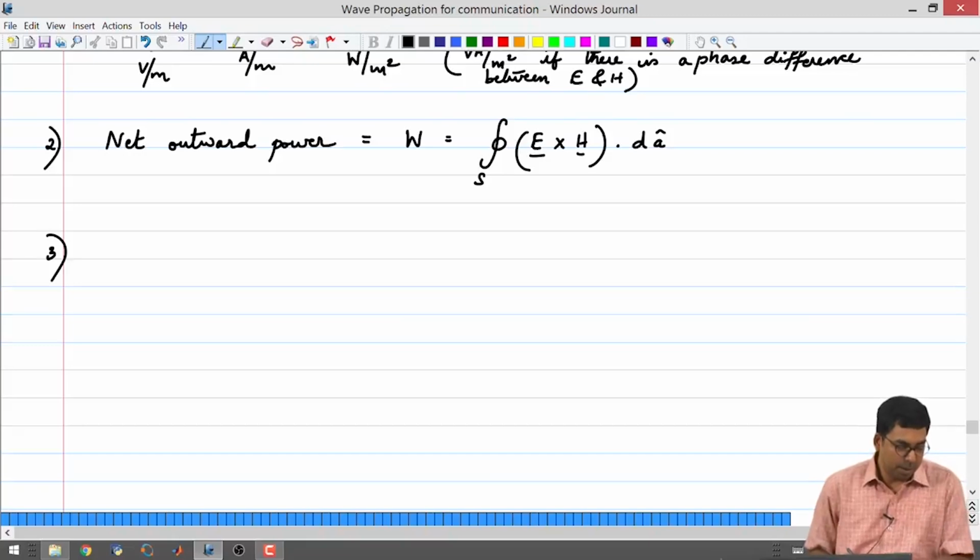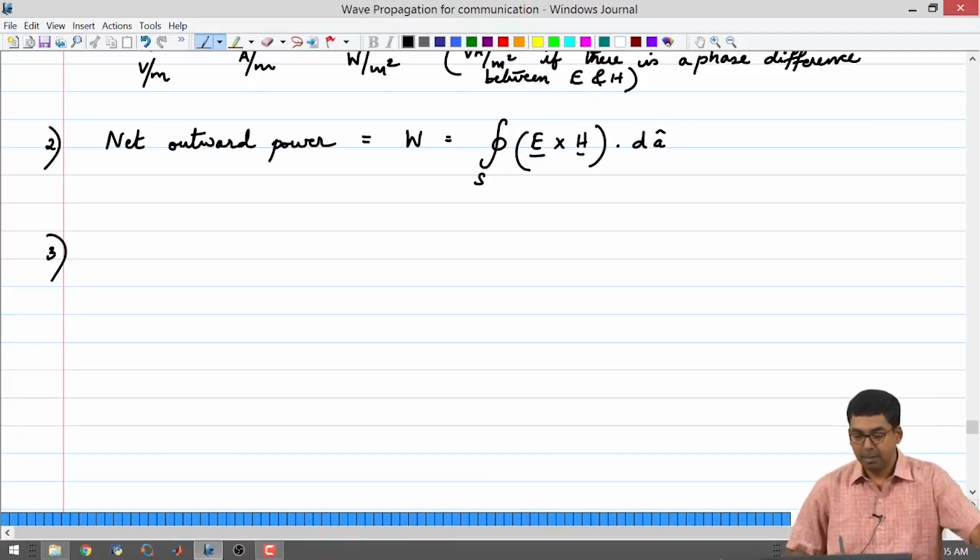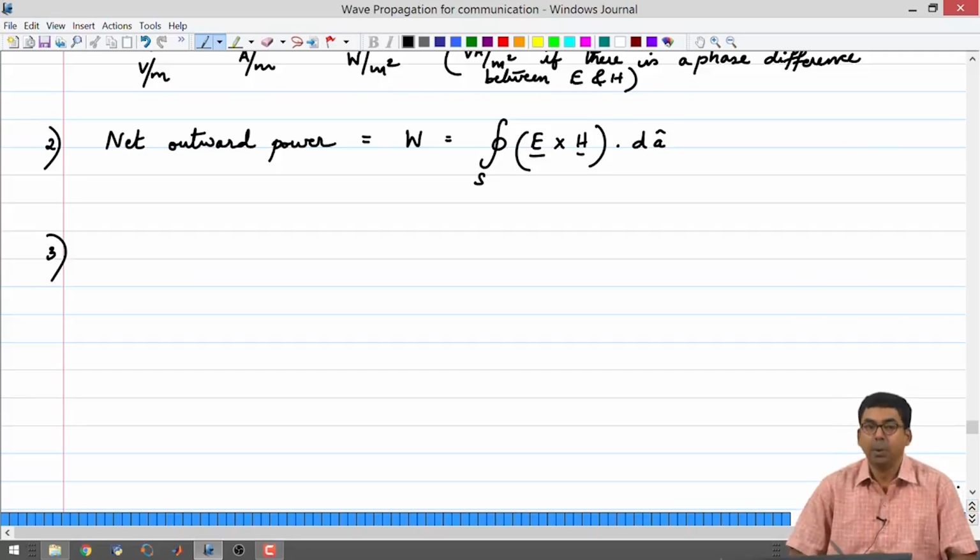Now, let us start to look at this in a little bit more detail, because we already know that the electric field that we are considering now is a time harmonic quantity for this portion of the lecture, and the magnetic field is also time harmonic. So, what is the effect of time on the power that is passing through a unit area is first what we need to understand.